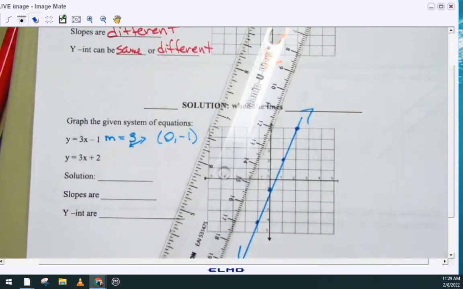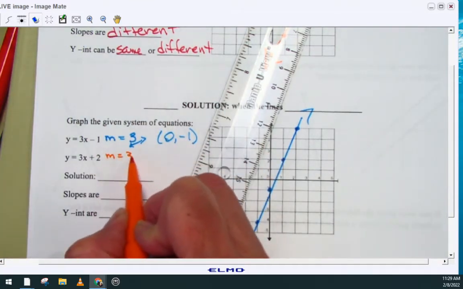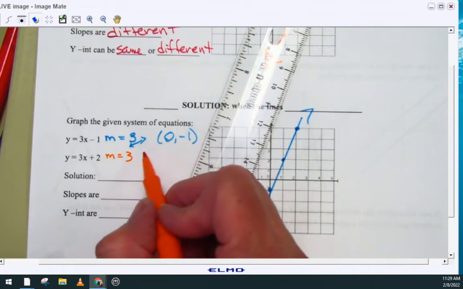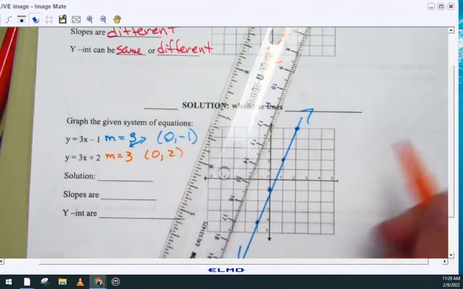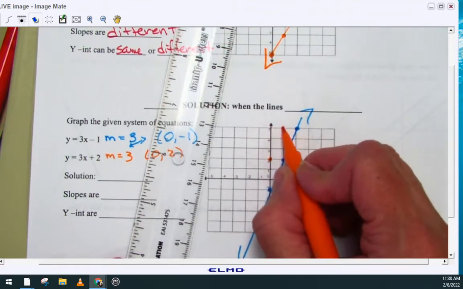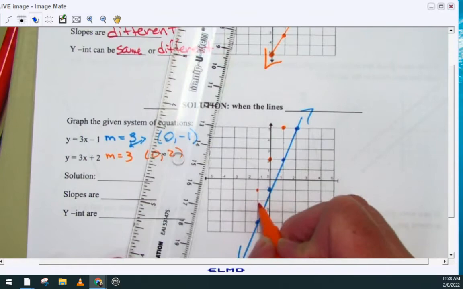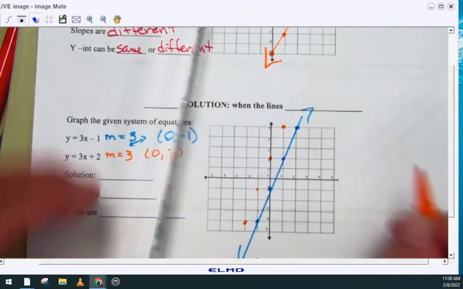And this one, my slope, oh, look at that. They have the same slope. My y-intercept is 2, so I go up to 2. I go up 1, 2, 3, over 1. I go down 3, over 1, and again down 3, over 1.